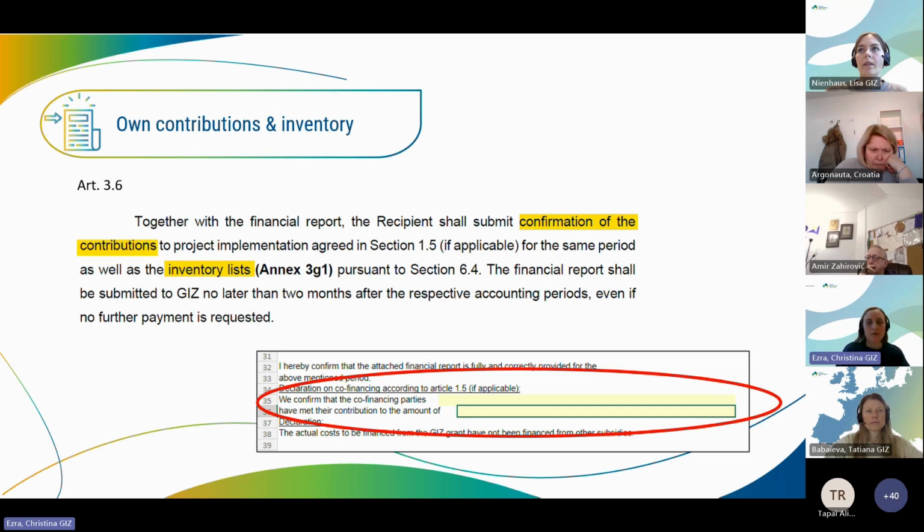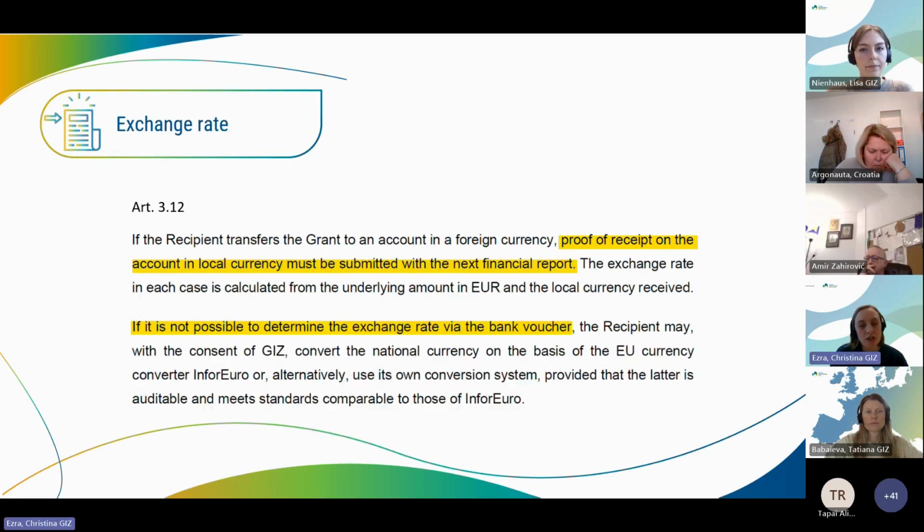Aside from that, please be aware that you always have to submit an inventory list with your financial report for items with a value of more than 800 euro if you purchase them within the respective period. The next point is exchange rate.